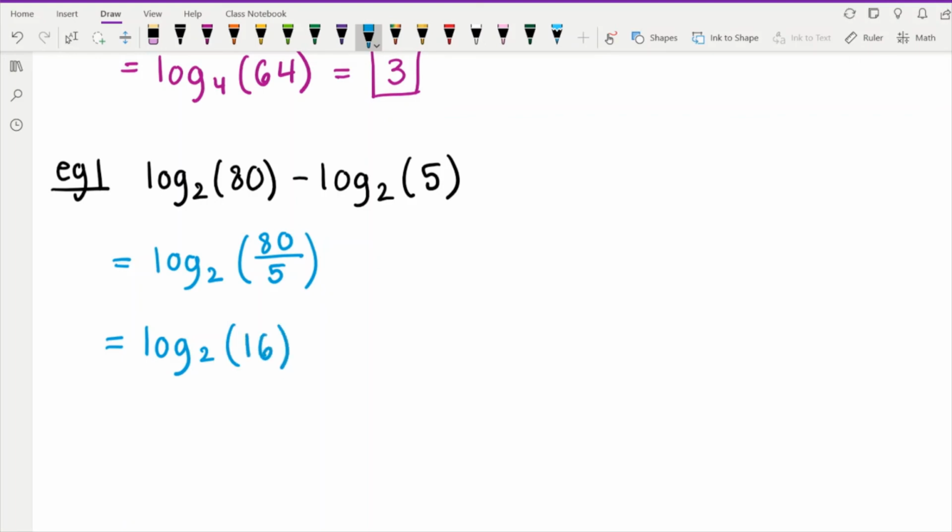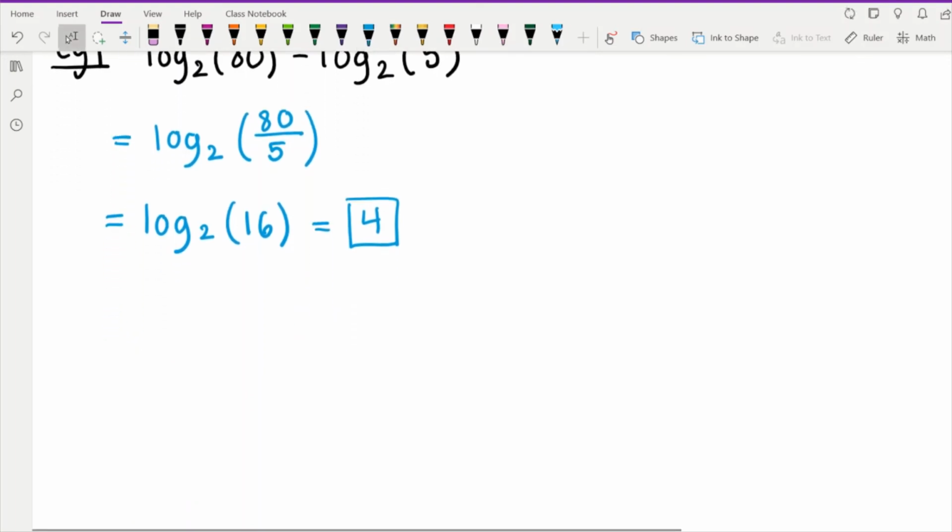So 80 over 5 is 16. And then log base 2 of 16, well, that is going to be a nice number, right? Because 2 squared is 4, 2 cubed is 8, 2 to the 4th is 16. So our answer is 4. So again, I probably would not have expected that based on our original two pieces, but when we combine them the right way, we can see that the answer is actually 4.